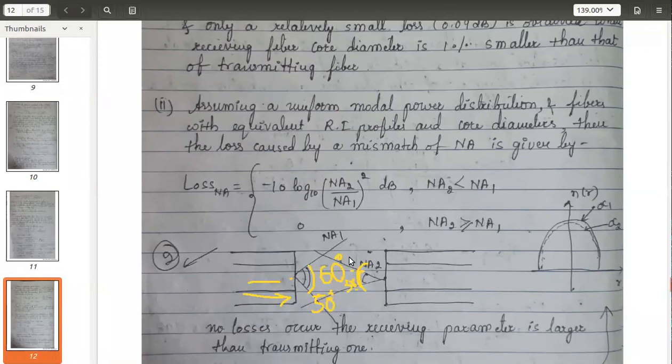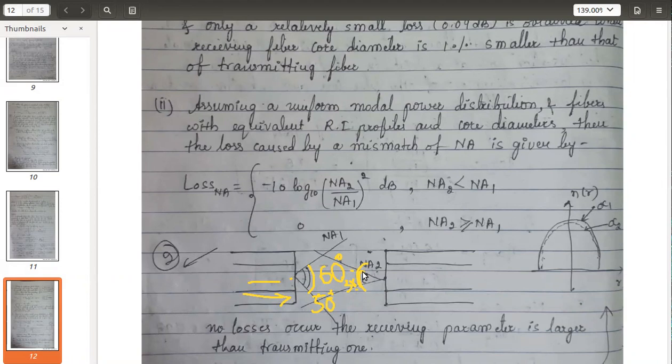cannot be accepted here, because it will keep entering and propagating into the cladding region, and it gets lost as radiation. Because we have already seen in the ray theory, in the acceptance angle concept, the acceptance cone. If the ray falls within that cone, then only it is propagated in the core and passes through the center, and total internal reflection will happen.